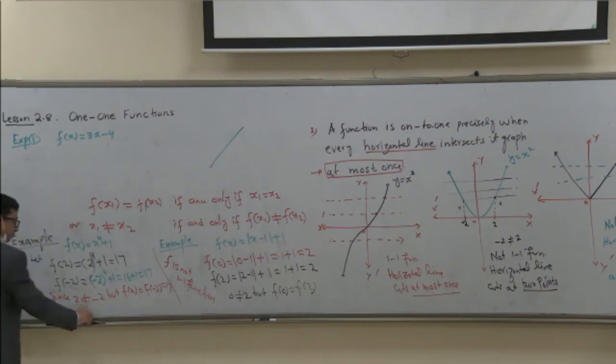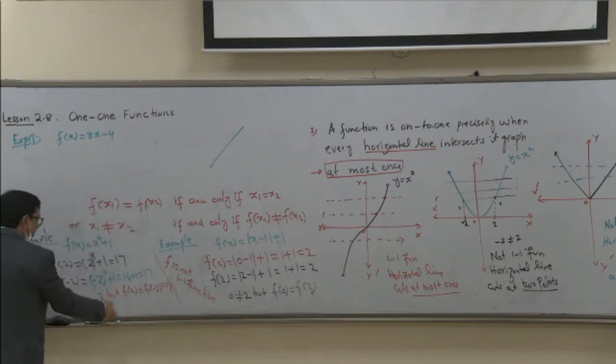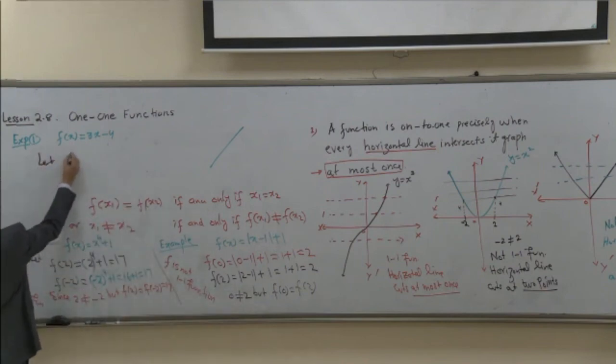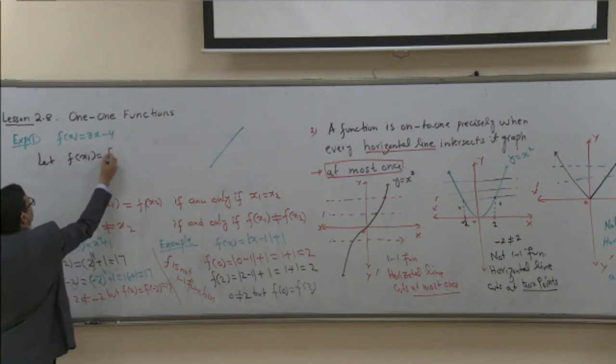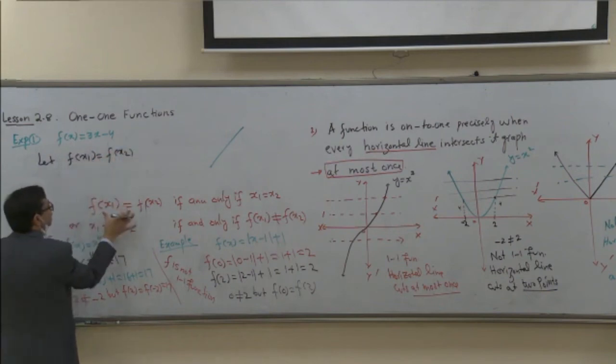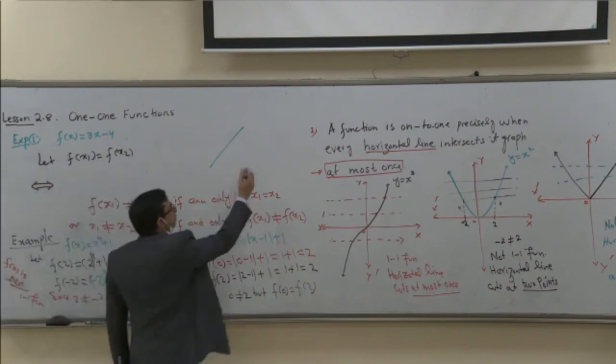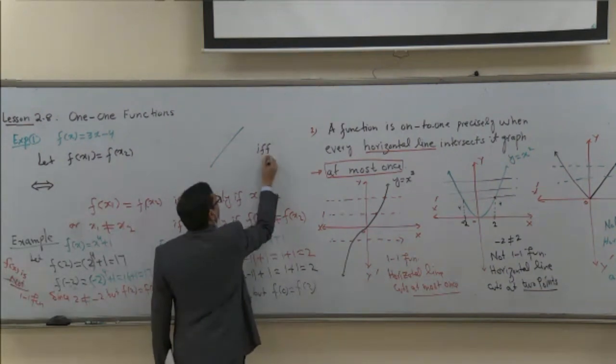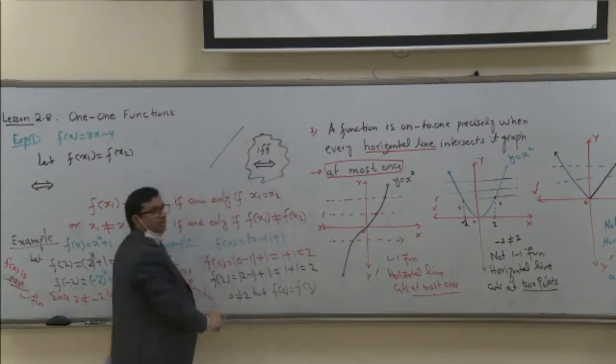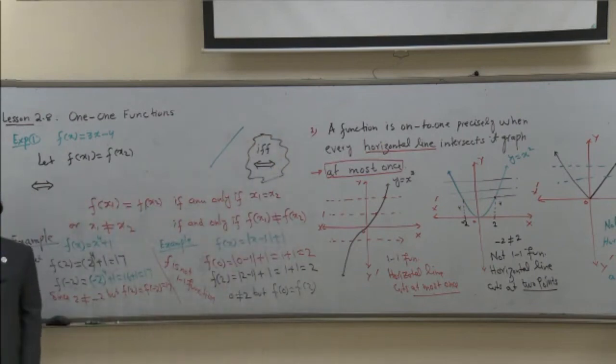Let's learn this method. Let f(x1) = f(x2). We say this is correct if and only if, this symbol we use for if and only if, and its abbreviation is IFF. This is a two-way traffic. Every definition is true in two ways. If a definition is not true in two ways, that is an incorrect definition.